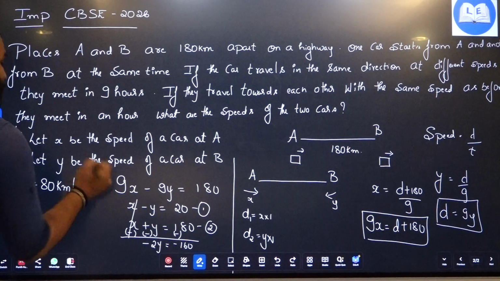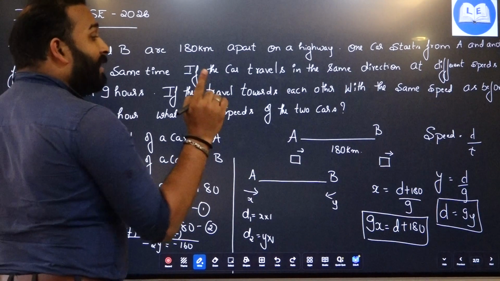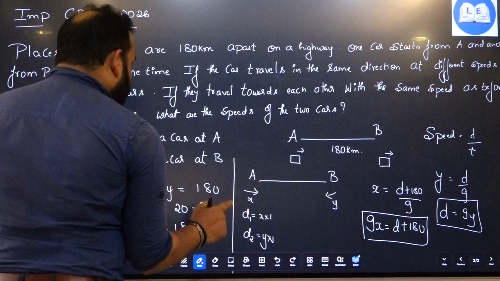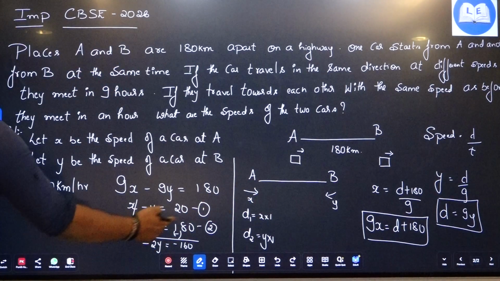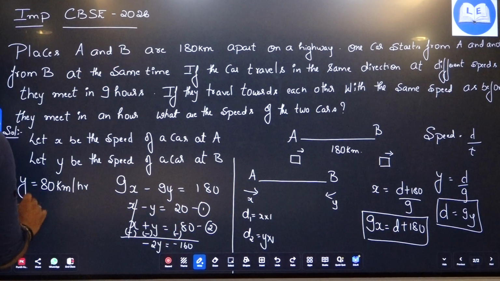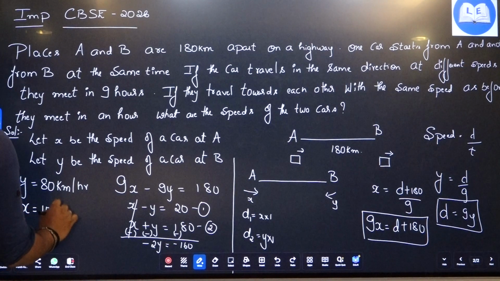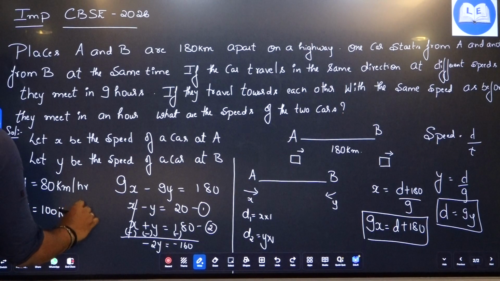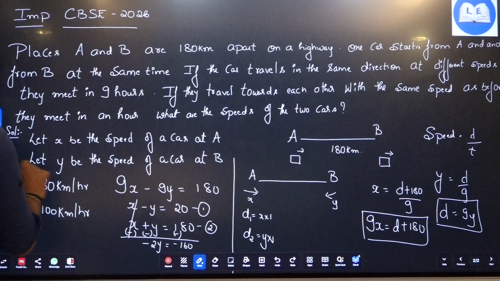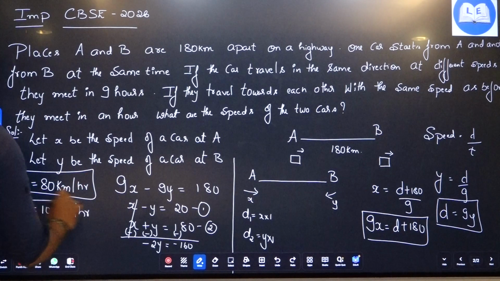So the speed of the car starting from point B is 80, and if you substitute it in any one equation here, you have x plus y is 180. If you substitute there, you get x as 100 kilometer per hour. This is an important question, and that too asked for 5 marks, children. But if you notice, it's very simple and easy.